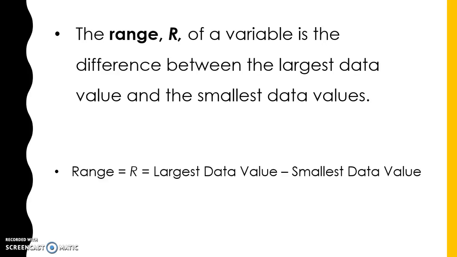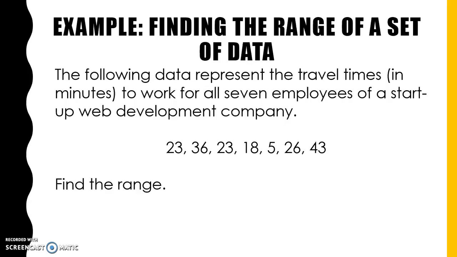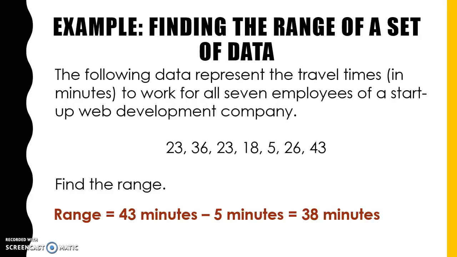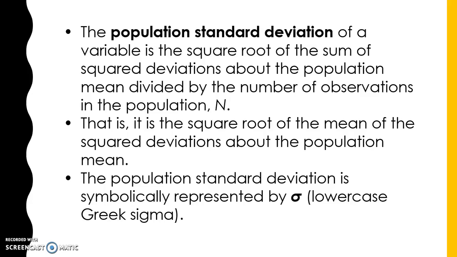The first and easiest measure of dispersion is range. We use R to represent that. It is the difference between the largest data value and the smallest data value. Again, we're going to go through some examples.